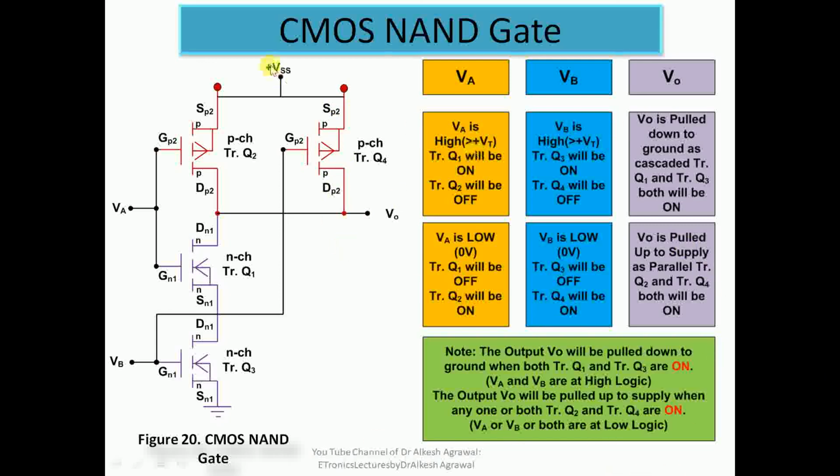So this is how a CMOS NAND gate works. So here it is written again. The output V0 will be pulled up to supply when any one or both transistor Q2 and transistor Q4 are on. So this is on means VA is low, and this is on means VB is given low, and both will be on means VA and VB are given low logic. So in all the three cases, if these two transistors are on, output will be pulled up by the supply, and output will be at high logic.